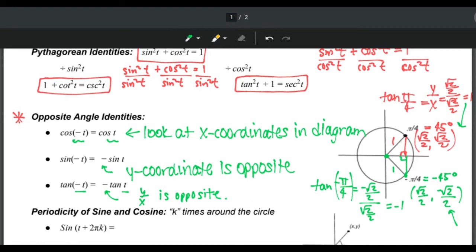So you don't have to necessarily memorize these identities as long as you can calculate them out. If you use an example angle for yourself, draw it out, and then find the opposite of that angle, you should be able to figure out what these three identities are.